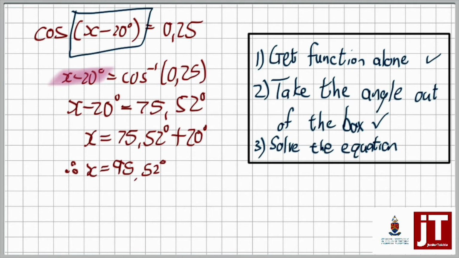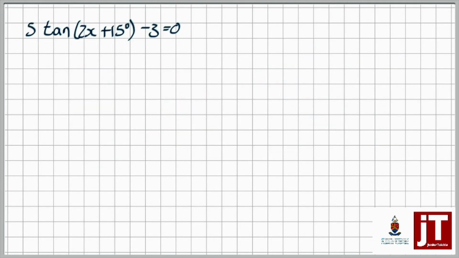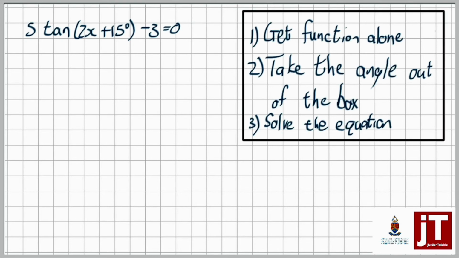Let's try one more. Now I'm going to tell you, you try this one yourself. So hit the pause button of the video, try it yourself and see if you can solve for x. Well, here's my 3 steps. Number 1, isolate the function. Get the function alone. Is it on its own? No. So I have to take that -3 and transpose it. So that is going to give me plus 3.